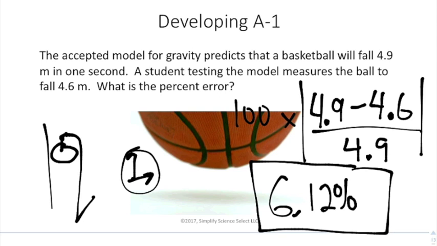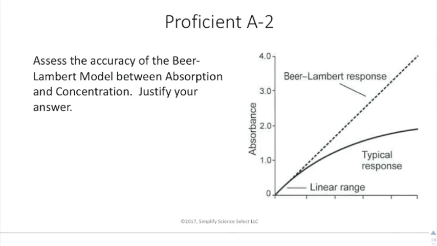Another one is the fact that there's air in the way. Was there some sort of air resistance that pushed the ball and made it not go as far? So the next thing is to try and establish what factors you can improve to make the model better.